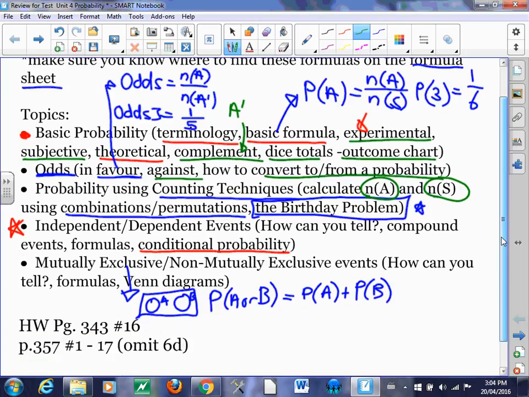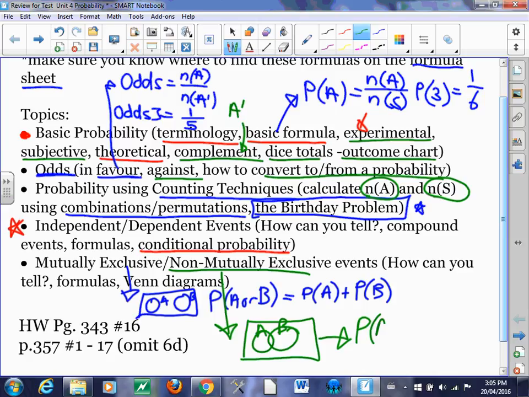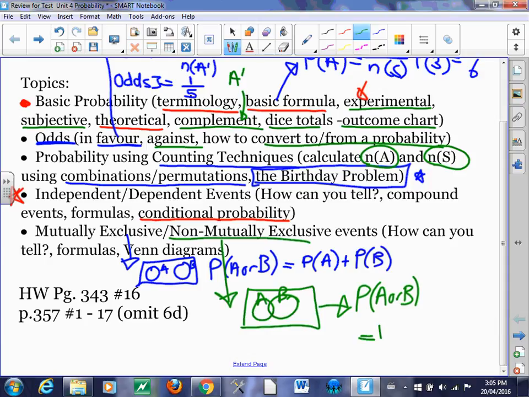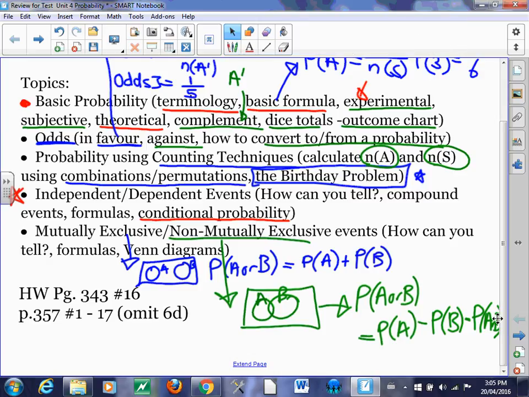However, if they're non-mutually exclusive, they're going to have a bit of overlap. So the outcome of one may affect the outcome of the other. So when we do probability for that, probability of A or B, it's going to look a little different. It's going to equal the probability of A plus the probability of B, subtract the probability of A and B. Sorry, it's kind of smushy in there. And that's why you're subtracting the overlap, which is here on the Venn diagram.